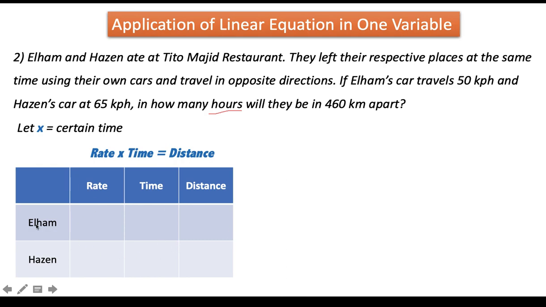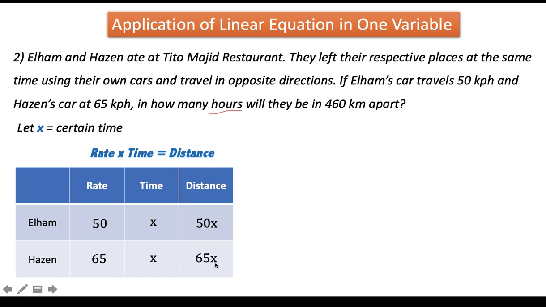So in here, the rate or their speeds are given. Elham's speed is 50 kilometers per hour. Then Hazen's speed is 65 kilometers per hour. And what we are looking for is the time, so we just represented x to represent that unknown time. So the distance of Elham with this speed at a given time x is 50 times x, that's 50x. Then Hazen's distance, 65 times x, that is 65x.